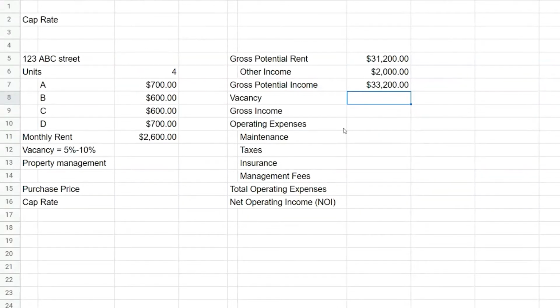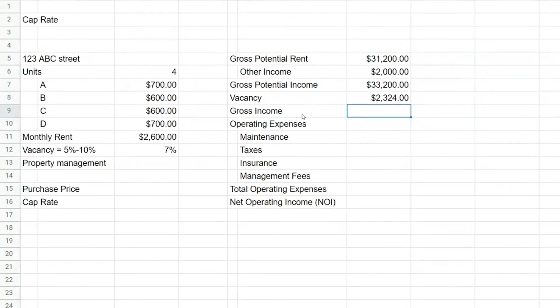Your vacancy rate, you need to determine depending on what the market is. Most of the time I run it off 5%. Some people run it off 10%. If you want to be conservative, you can split the difference pretty much, and you can run it as a 7% margin. So you're going to take your vacancy rate and multiply it by your total potential income, and that's going to show you what that cost is.